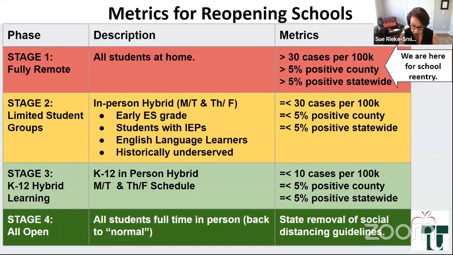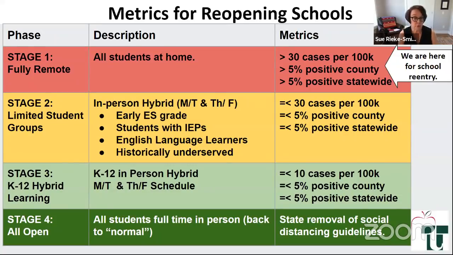Multnomah's case rate was 63.0 positive cases per 100,000 and a test positivity rate of 5.3. And Washington County's case rate was 55.3 per 100,000 and a test positivity rate of 5.7. The state of Oregon has yet to meet its test positivity state rate of 5% or less.